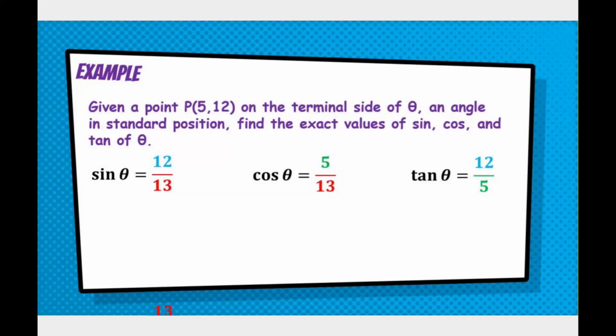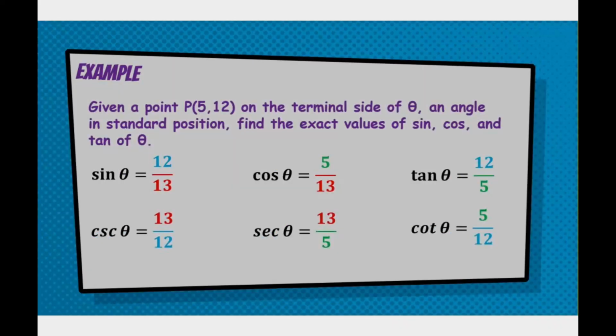So if I asked you this question and I asked you for all six exact values of all six trig functions, not just sine, cosine, and tangent, but cosecant, secant, and cotangent, then we would just flip whatever it was, just like I said. So 13 over 12. If cosine of theta is 5 over 13, then the secant is 13 over 5. If tangent is 12 over 5, then cotangent is 5 over 12.